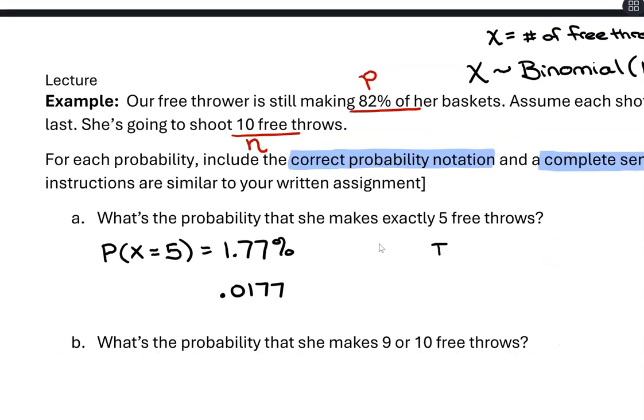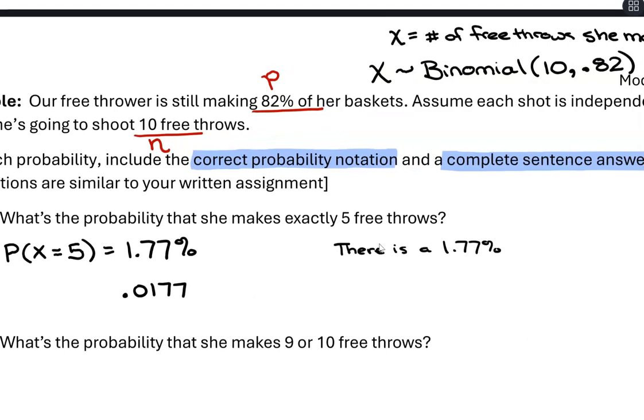Okay, there is a 1.77% chance she makes 5 of the 10 free throws.